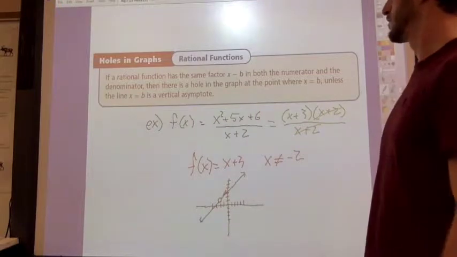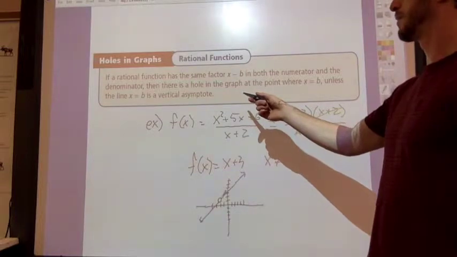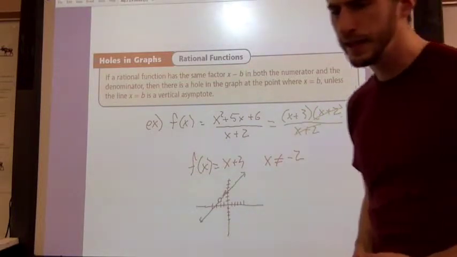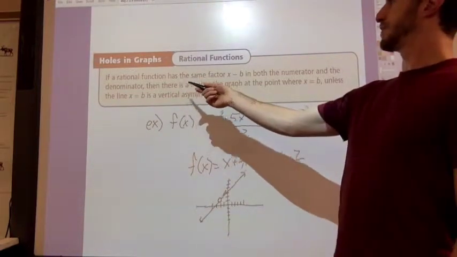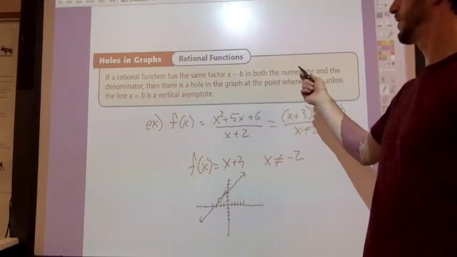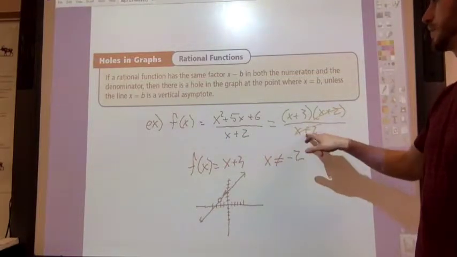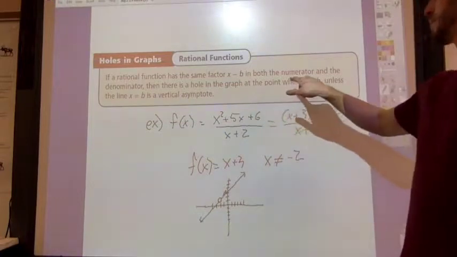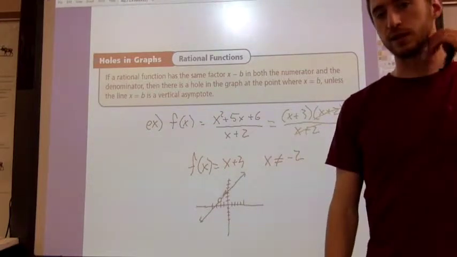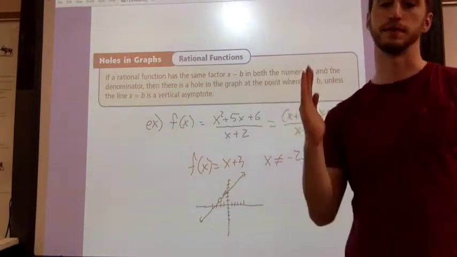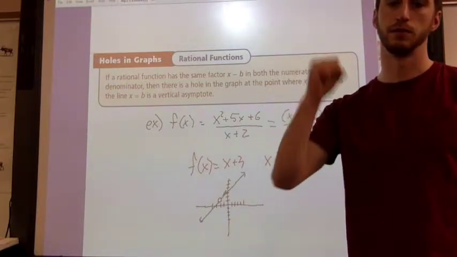So, this is in the book on page 343, I believe. But it basically says if a rational function has the same factor x minus b in both the numerator and the denominator, just like this one had x plus 2 and x plus 2 in the top and the bottom, then there is a hole in the graph at the point where x equals b. So in our case, x equals -2. Unless, of course, that line x equals b is a vertical asymptote, which sometimes it is an asymptote. But if it's not an asymptote, it's a hole.